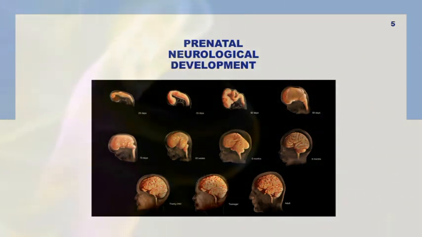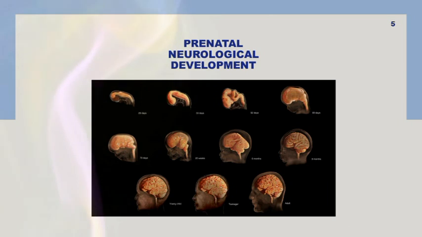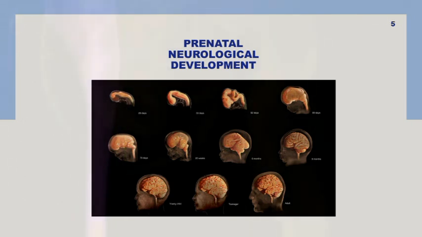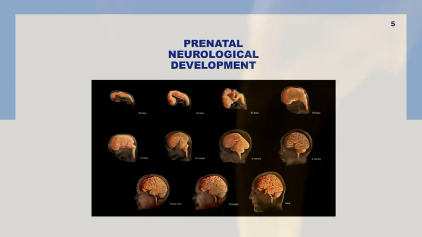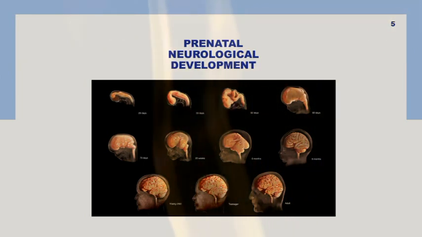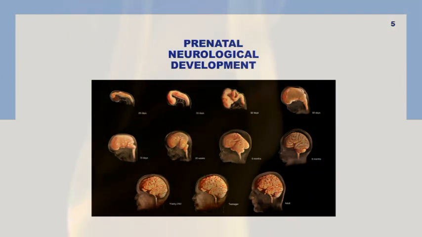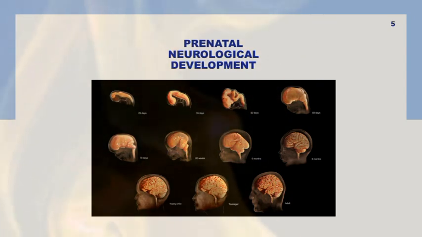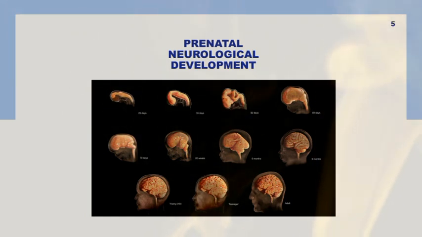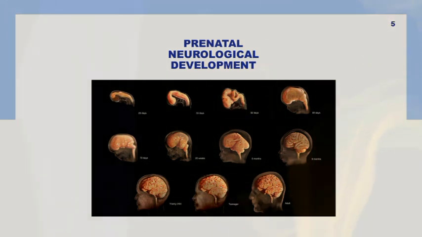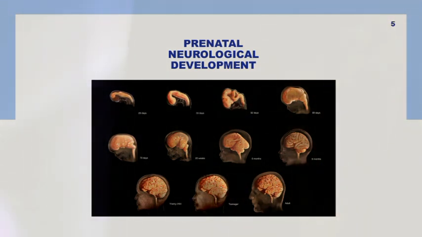So something as simple as parents arguing prenatally can have an impact because the stress hormones, adrenaline, for example, can impact normal brain development in the fetal stage or in the germinal stage or in any part of this process.